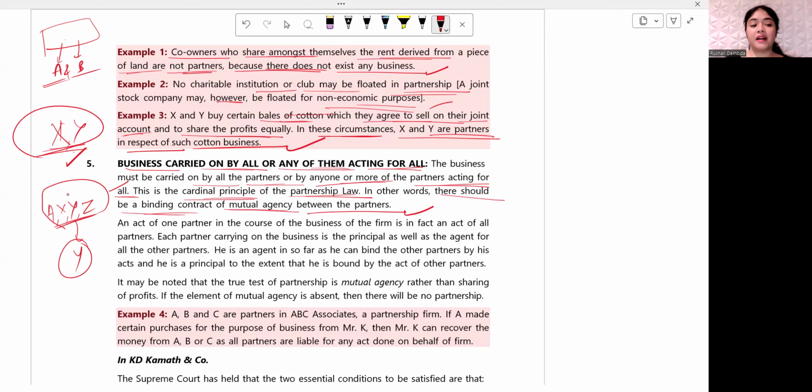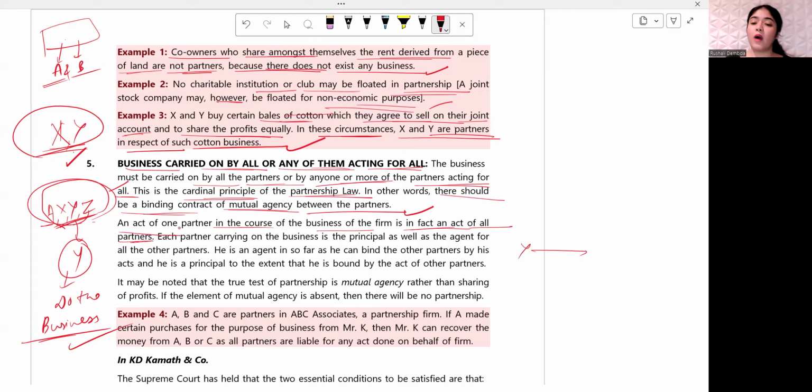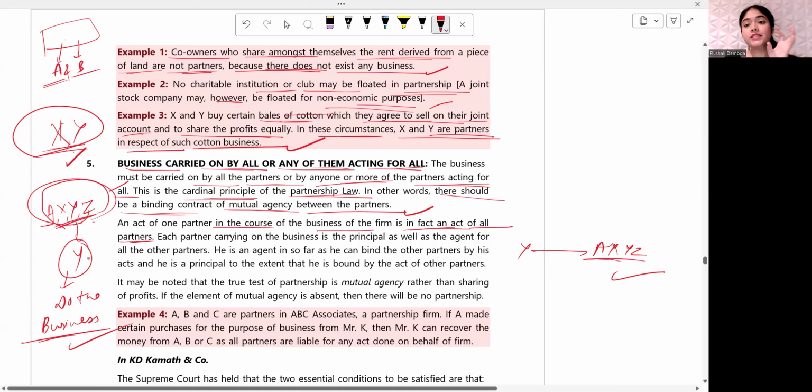Now, here, all these partners A, X, Y, and Z should agree that only Y is going to do the business. Only Y is going to see the major working activities, major operations are going to be handled. So, a mutual agency should be there, mutual agreement should be there between the partners. An act of one partner in the course of business of the firm is in fact an act of all the partners. If one activity is done by Y, it will be considered that their firm AXYZ has done that activity. All the partners have done that activity. One person is going to represent the entire firm and all the partners.